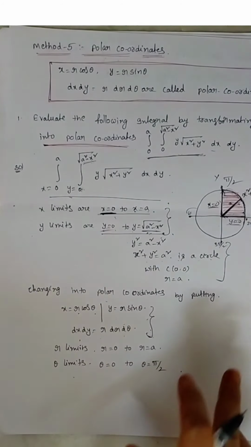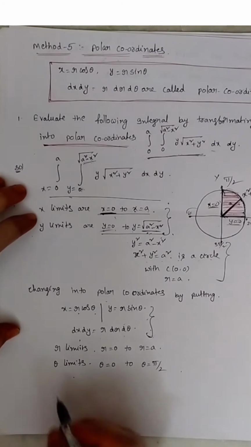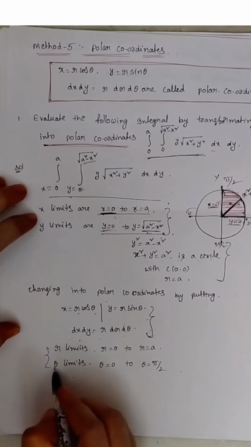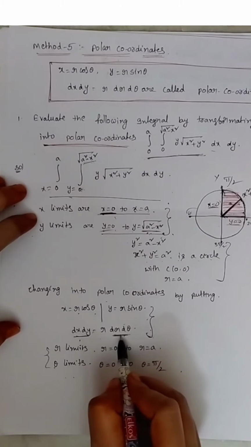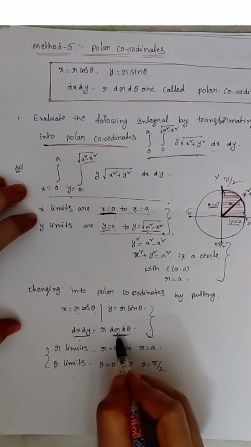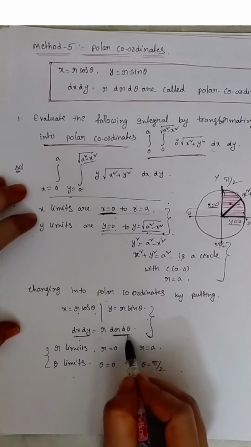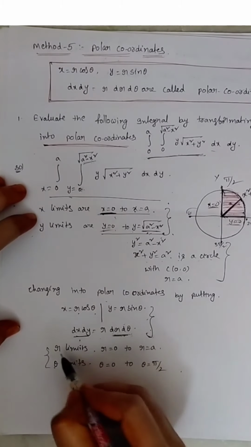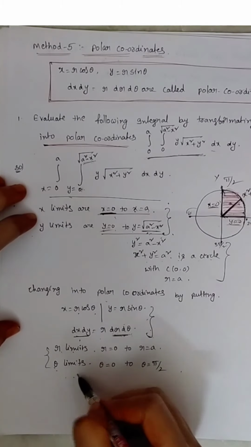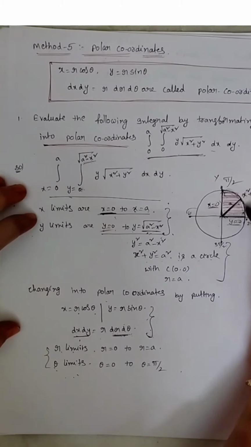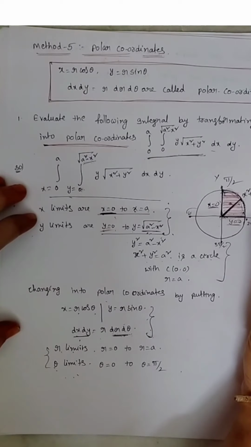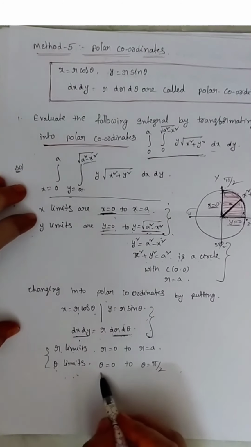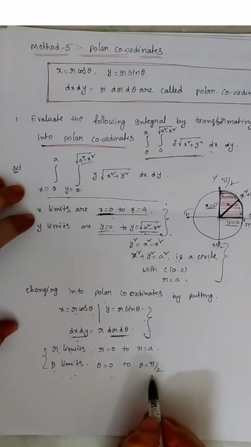Now I am explaining once again r limits and theta limits. Why do we have to find r limits and theta limits? Here dx dy is converted into dr d theta. We are going to integrate with respect to r and with respect to theta. R means radius, theta means angle. So this region radius is 0 to a. This region is in the first quadrant, and first quadrant angle is 0 to pi by 2. So theta limits, theta equals 0 to theta equals pi by 2.